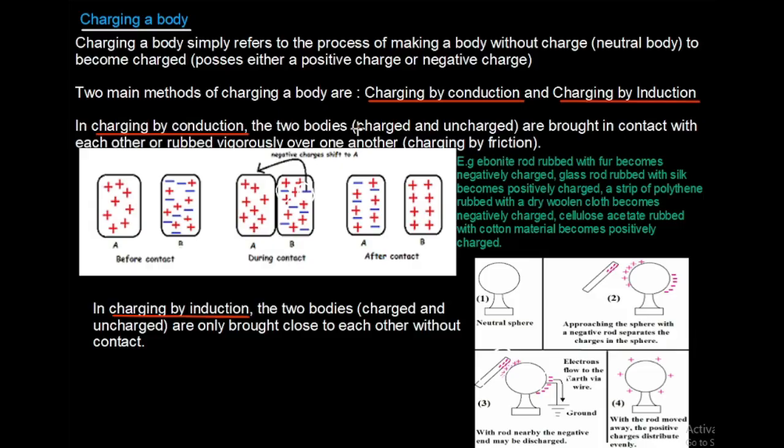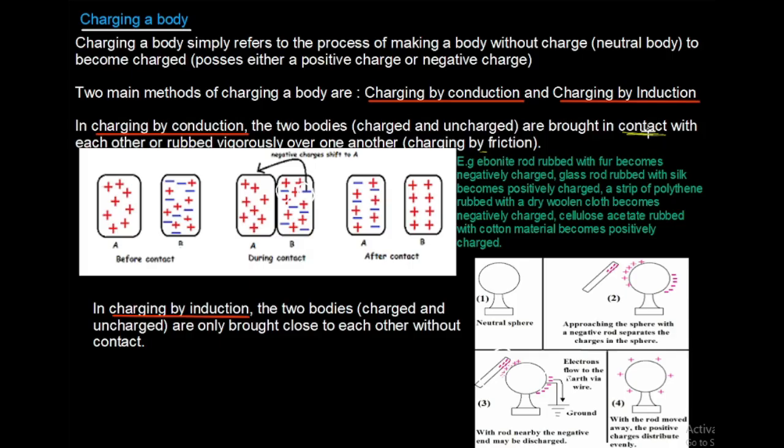Basically, in conduction, we have the two bodies: the charged body, the one that possesses a charge already, and the uncharged body, the one that wants to be charged. They are brought in contact with each other. Emphasis on the word contact. There must be contact in charging by conduction. Or they are rubbed vigorously over one another. That's charging by friction. Sometimes charging by conduction is divided into two: charging by contact and charging by friction.